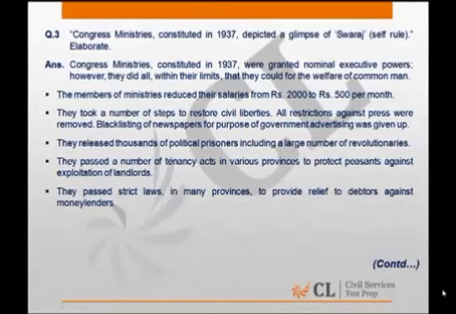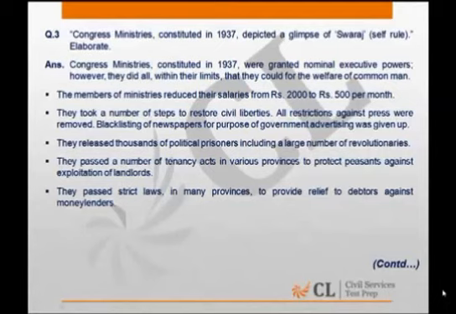Finally, we can conclude that though the Congress ministries did not survive for a long time, they showed a way, they showed the future of independent India in the form of a democratic republic and a welfare state. Thus, we conclude question number 3.